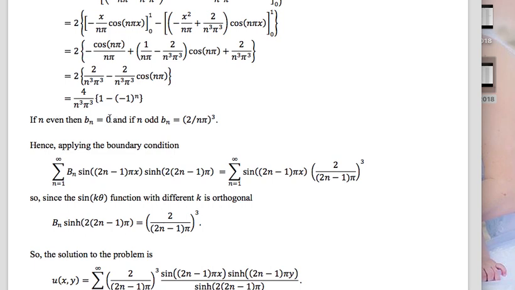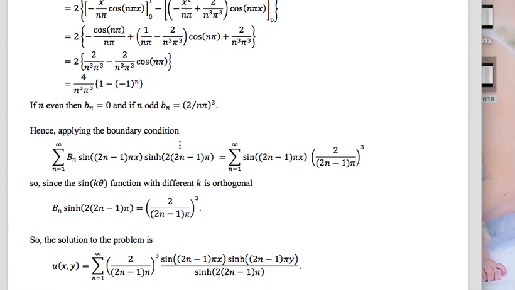But when n is even, Bn will be 0, because when this is 0, 2, 4, whatever, this becomes 1, and 1 minus 1 is 0, and the whole thing gets taken out. If n is odd, then this becomes 2, and that becomes 8, and then it's 8 over n cubed pi cubed, which is the same thing as 2 over n pi, all cubed. Okay, so we now know that this is our answer.